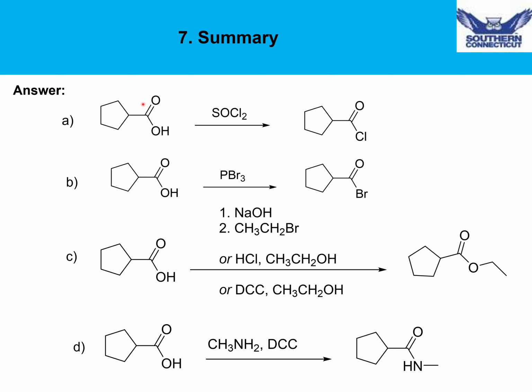In the first reaction, we're reacting a carboxylic acid with thionyl chloride, which typically converts hydroxyl groups, whether on an alcohol or a carboxylic acid, into a chlorine. So in this reaction, we'll get an acid chloride as a product. Phosphorus tribromide will convert a hydroxyl group into a bromine.